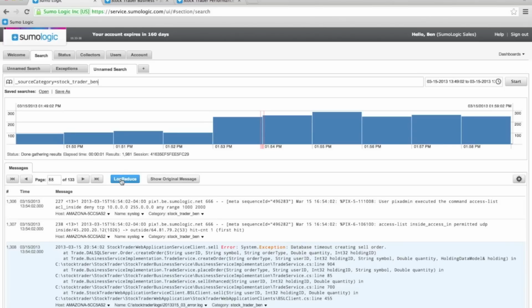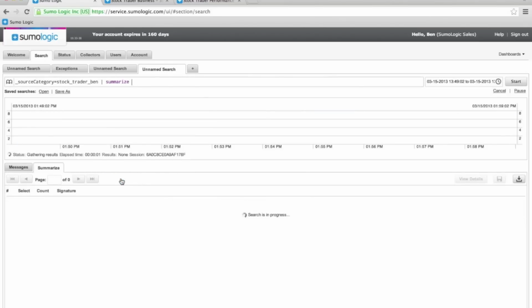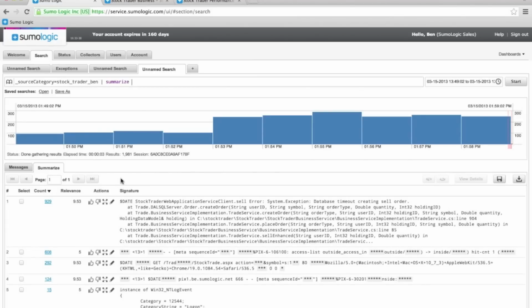And this is really where the secret sauce of Sumo Logic comes in. Using LogReduce and the summarize operator, I can look for the meaningful patterns in those logs and be able to get down to the root cause. Because unlike with keyword searches, I'm not ignoring any of the data.